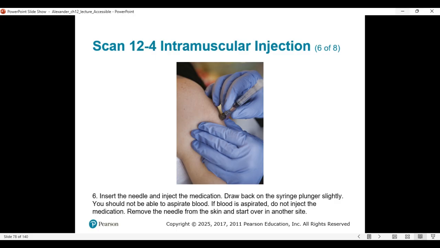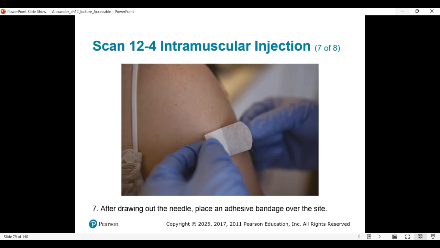If we do aspirate blood, we're not going to inject the medication. We'll remove the needle from the skin and start over at a different site. If we get blood, that means we're in the vascular system, and these drugs are usually stronger concentrations because they've got to be absorbed through the muscle. So they could be lethal doses if we get it right into the vascular system.